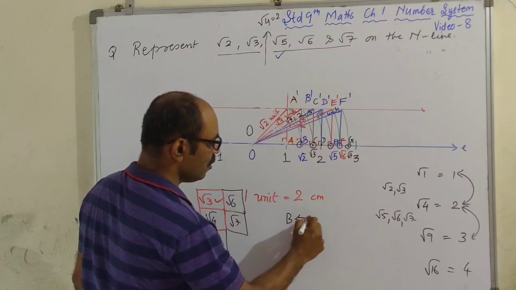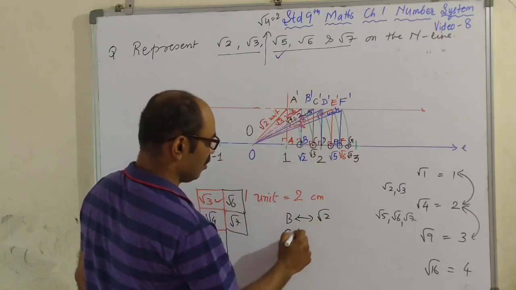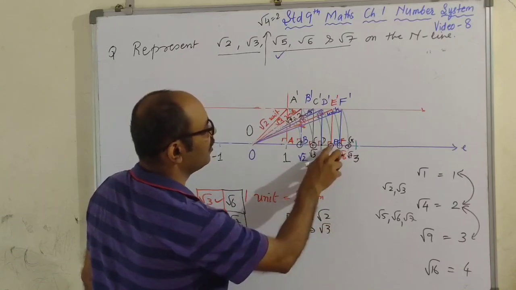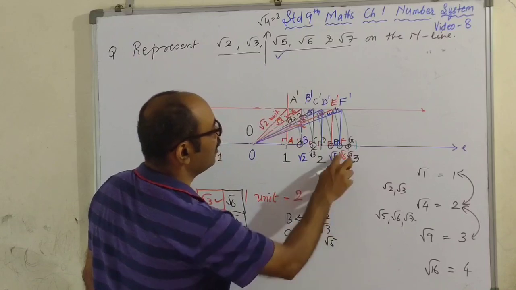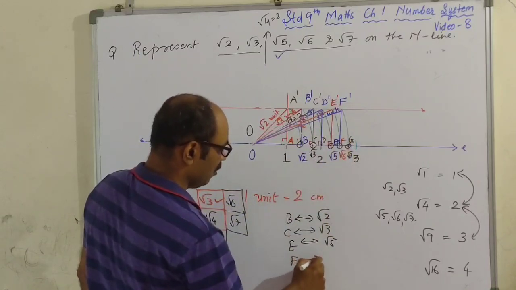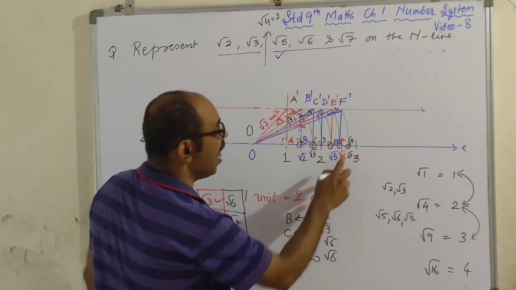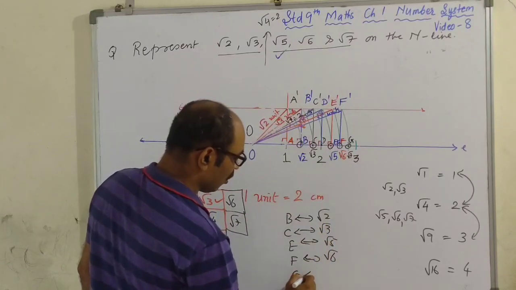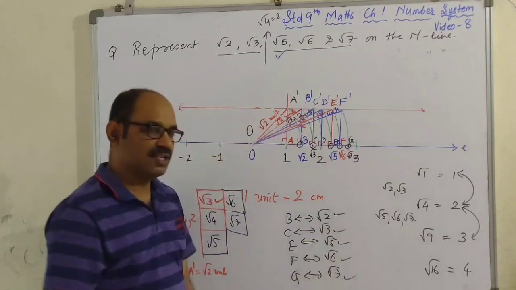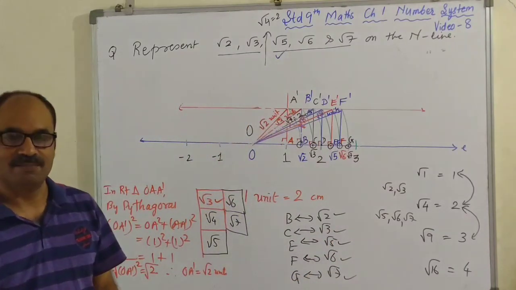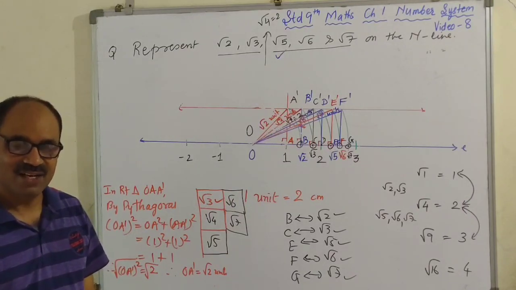Alright. And finally you write down which point? B corresponds to root 2. Then C corresponds to root 3. Then E corresponds to root 5. Then F, not F dash, F corresponds to root 6. And G corresponds to root 7. So these are the 5 irrational numbers which you represented on the number line. Got it, children? Did you understand?